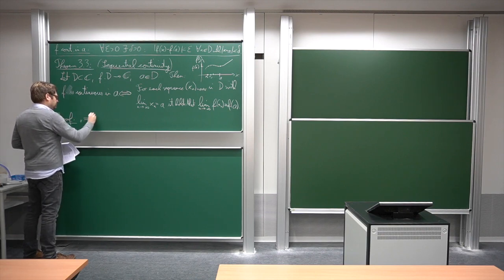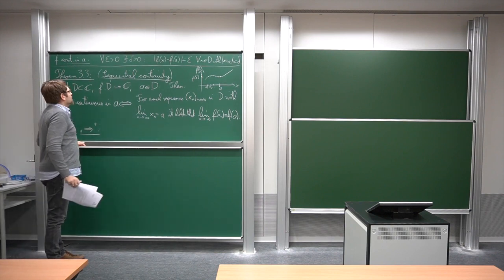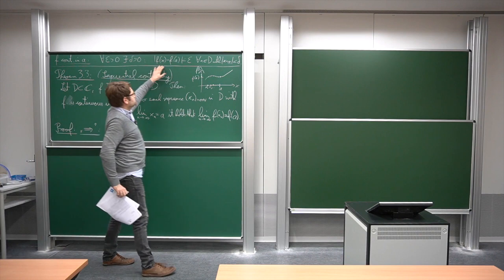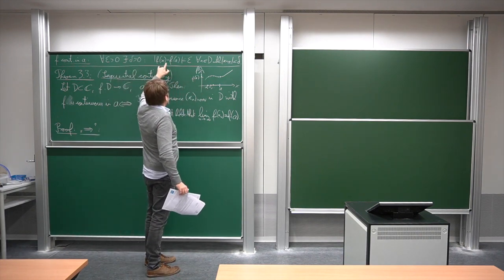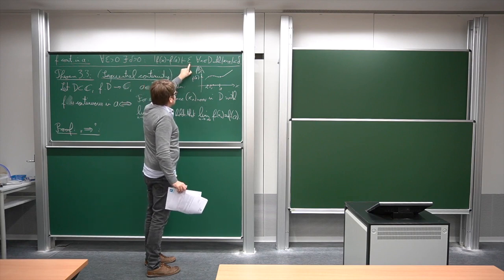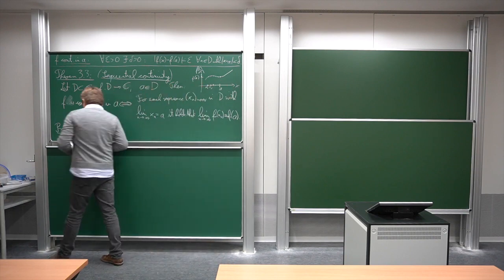Okay, we do this direction first. So we assume continuity, and I want to show the sequence property. Again, I've written down the definition of continuity here. So for each epsilon, we have a delta such that the difference of the values of f is smaller than epsilon as soon as the points are delta close to each other. So how does this help us?